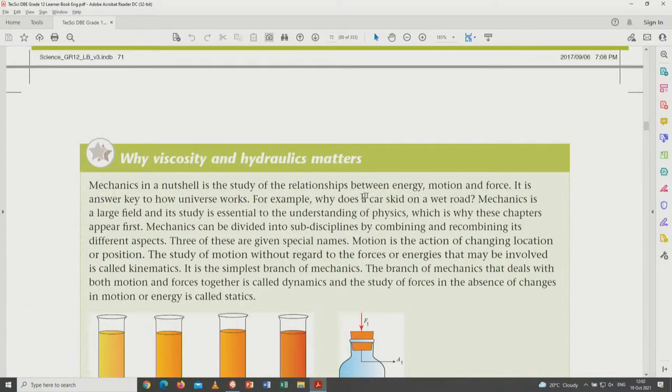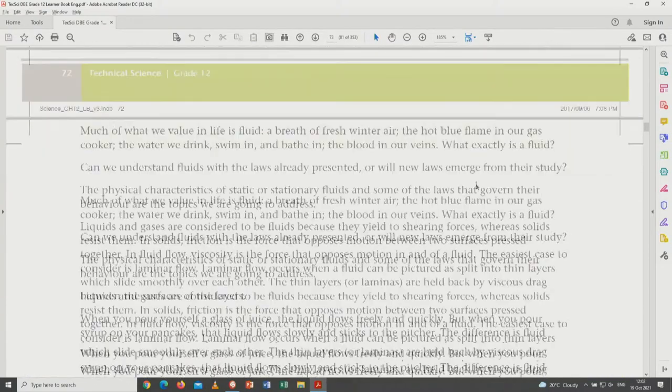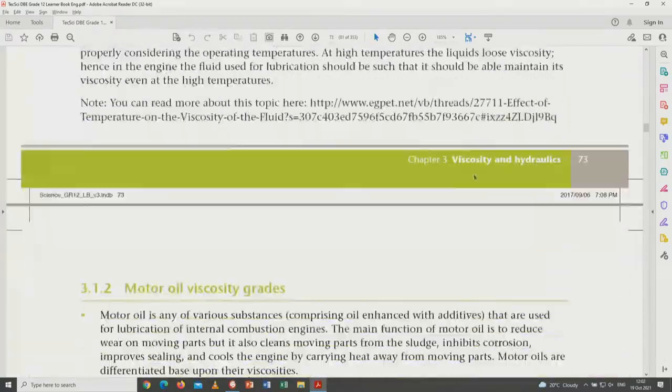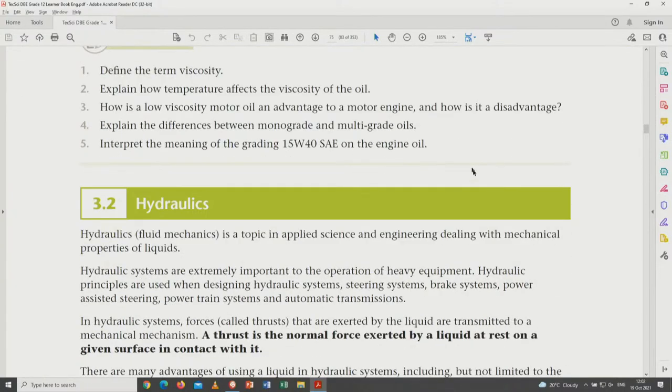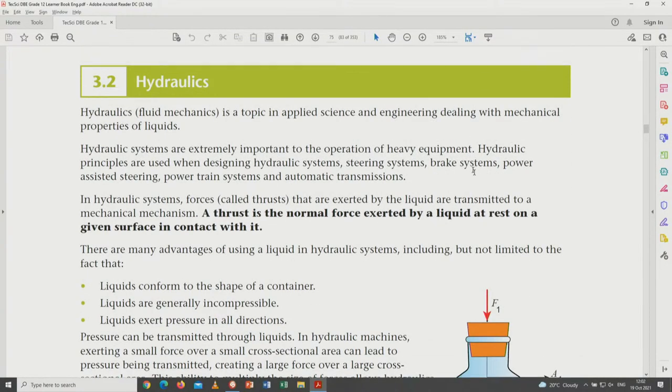Then we'll see how these are used as a way to apply Pascal's law. So I will scroll through viscosity, because it is not our subject of discussion in this particular case, and then look at hydraulics. Hydraulics, also referred to as fluid mechanics, is a topic applied in science and engineering dealing with mechanical properties of liquids. So hydraulic systems are extremely important to the operation of heavy equipment. Like I've indicated, in this case, the use of jacks to lift heavy objects.